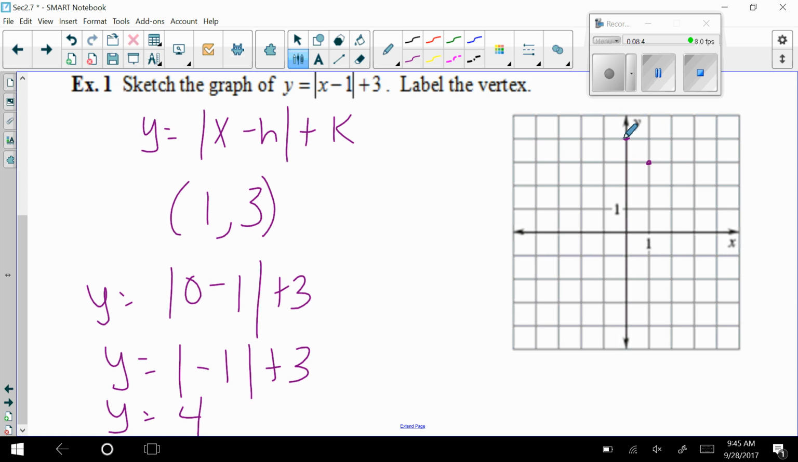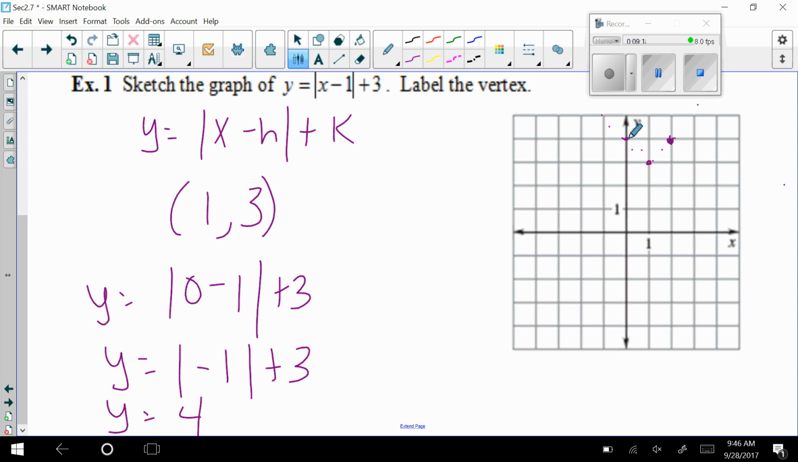So if (1, 3) is our vertex, then our line of symmetry is x equals 1. And point 2, where x is 2, y is also going to be 4. So every time I go up an x, I'm also going to go up a y. My slope for this equation is 1 for this line and negative 1 for this line.